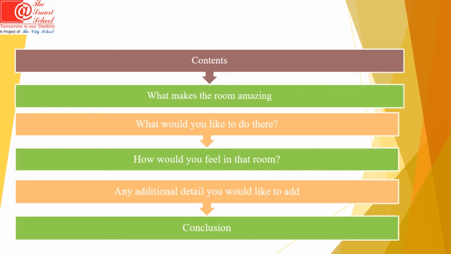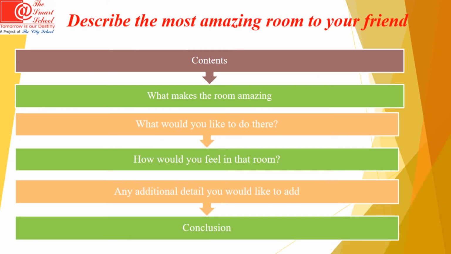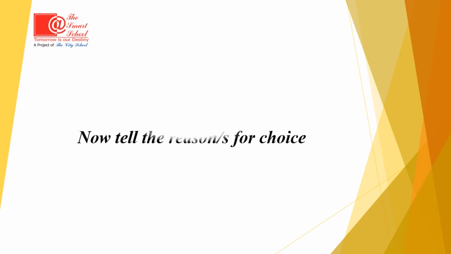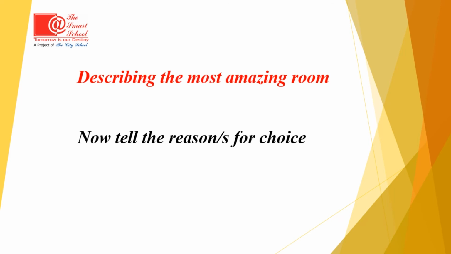Now I want you to close your eyes and imagine the most amazing room and describe the most amazing room to your friend. Now talk about what is in that room, what makes it so amazing, and what would you like to do there, how would you feel in that room, anything else you want to add, and how would you conclude it. Think about it. Now that you have told your friend about the room, now tell your friend the reason for your choice. Why would you find this room so amazing?